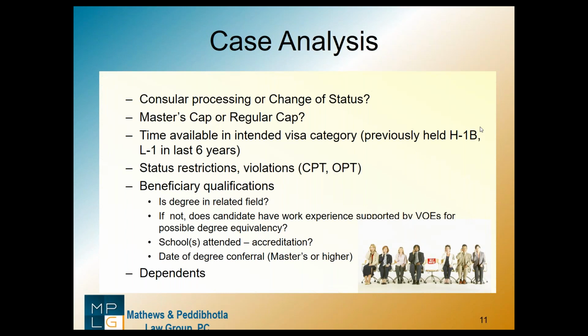What I see a lot is, you might have an F1 student who's graduating in May or June of this year. They might have finished their courses, or they might have one course left for spring semester or spring quarter.